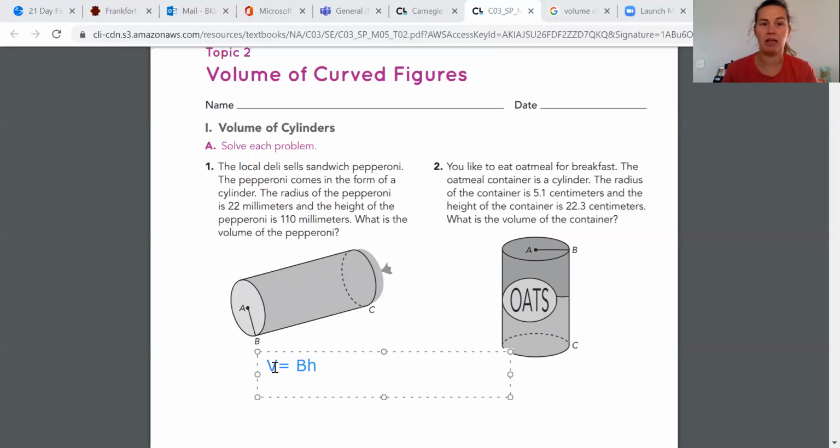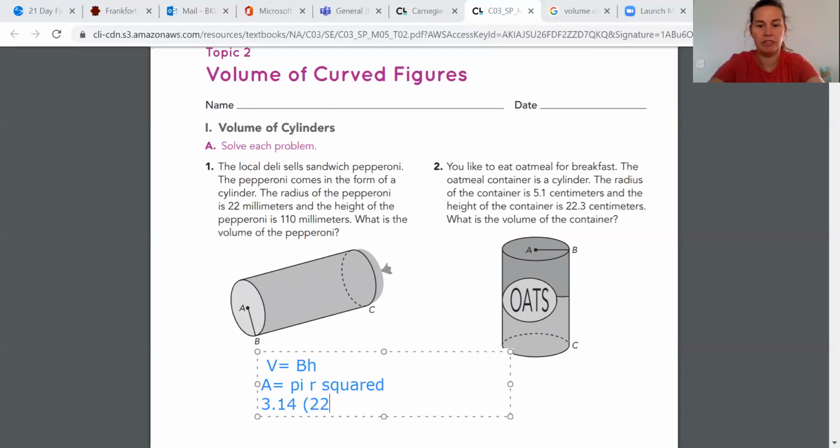Now they're telling us the radius of the pepperoni. This is apparently a cylinder of pepperoni, which kind of sounds delicious. The radius of the pepperoni is 22 meters. So I'm going to find the area of the base. Now remember, the area of a circle is pi r squared. So we're going to have 3.14 times 22 squared.